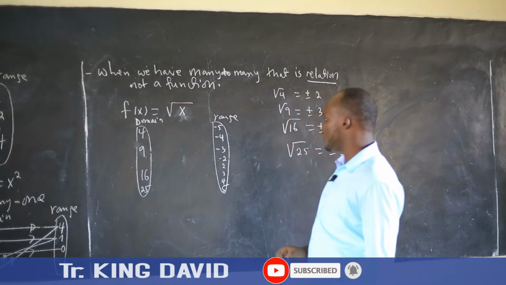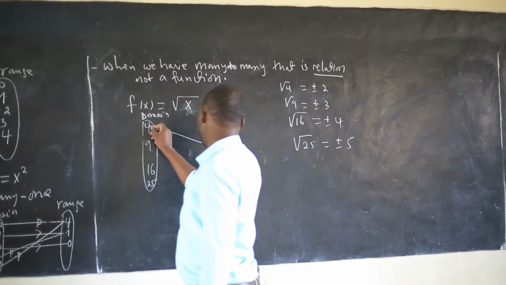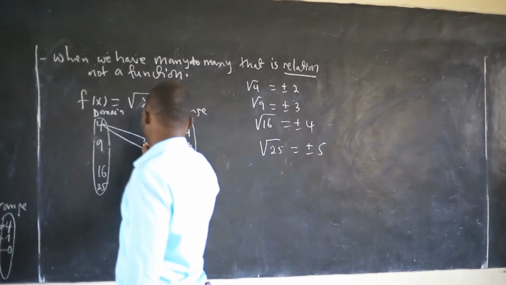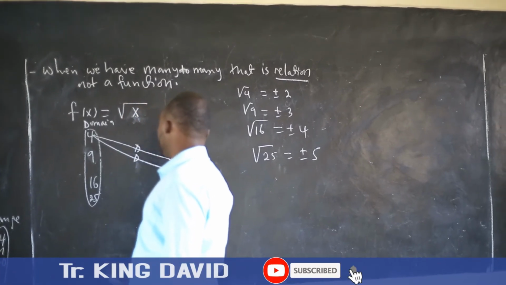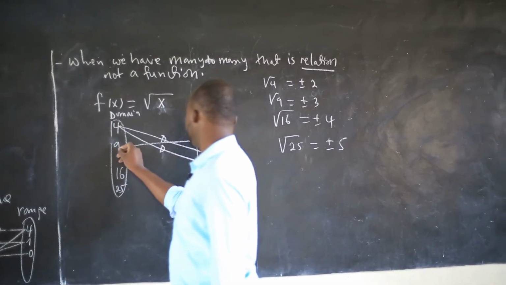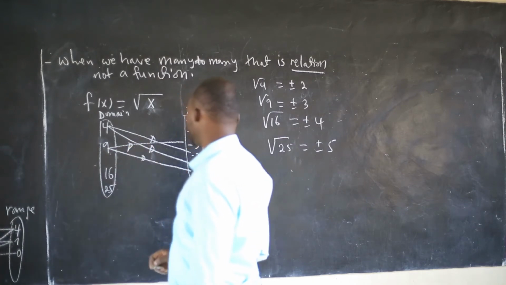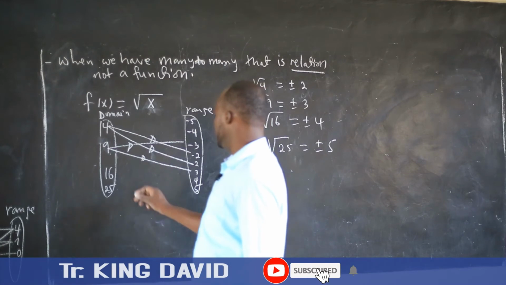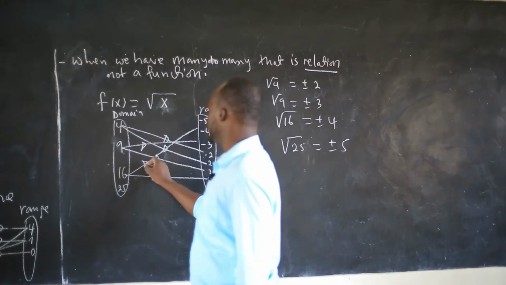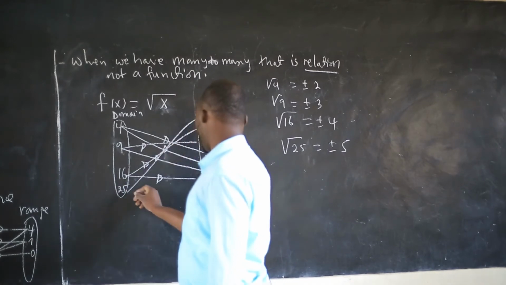So now, what is the square root of 4? It will be -2, and even it will be 2. What will be the square root of 9? It will be -3, and even it will be 3. What is the square root of 16? It will be -4, and even it will be 4. What is the square root of 25? It will be -5, and even it will be 5.